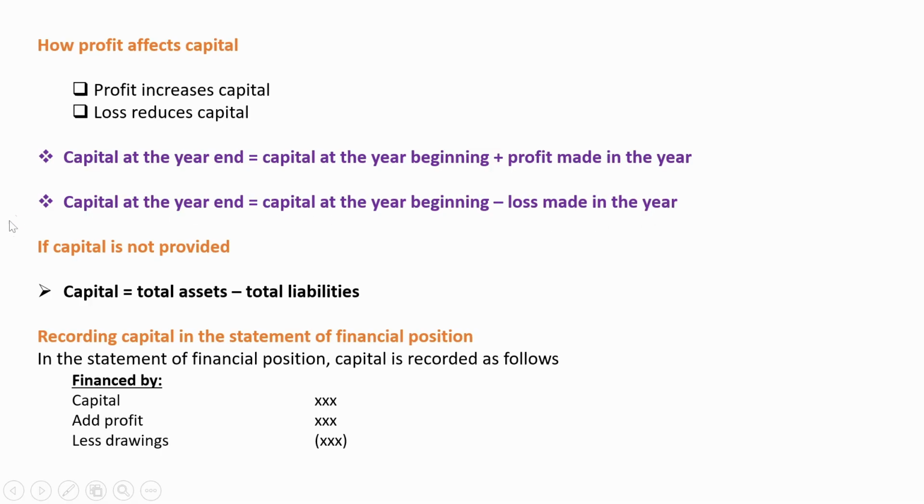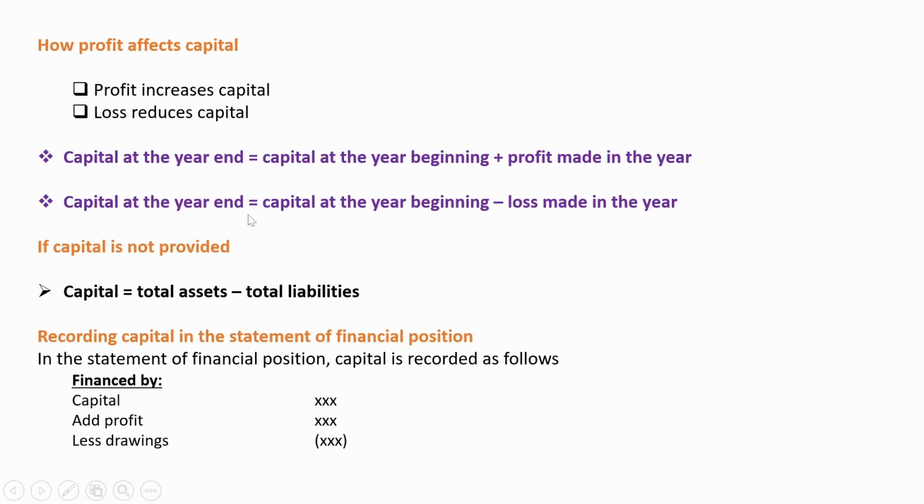In some exam questions, you may not be provided with the amount of capital, especially one of the topics called incomplete records. In some cases, you may not be given the amount of capital. So if you are not given the amount of capital, you can use this formula to find capital. So capital is equals to total assets minus total liabilities. So this one, we normally use it to find capital at the year beginning. Then once you have capital at the year beginning, you can use these equations to find capital at the year end.